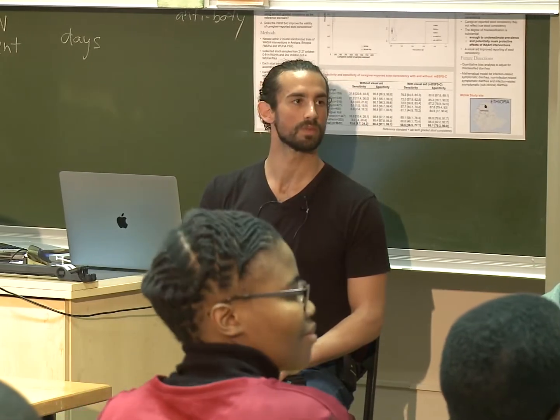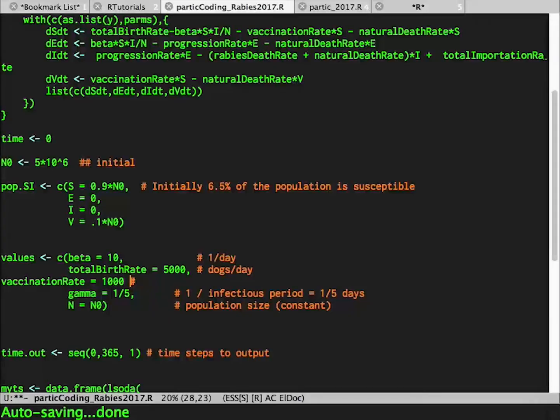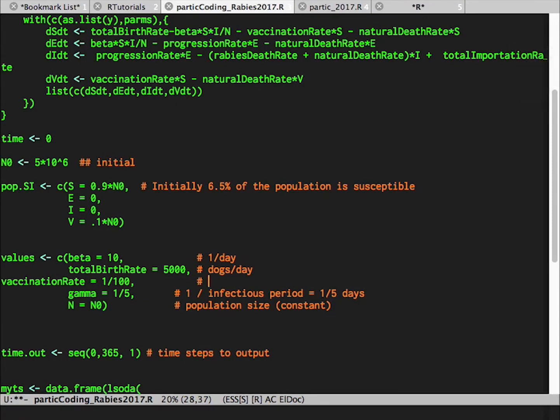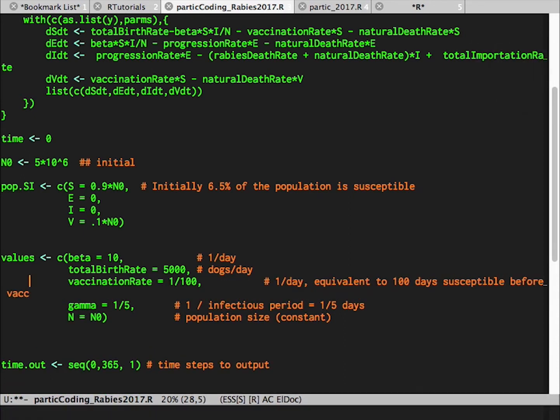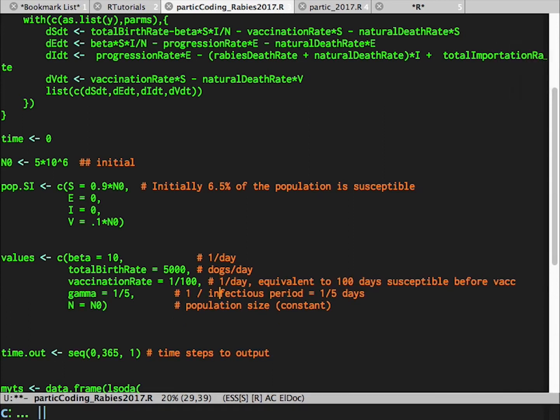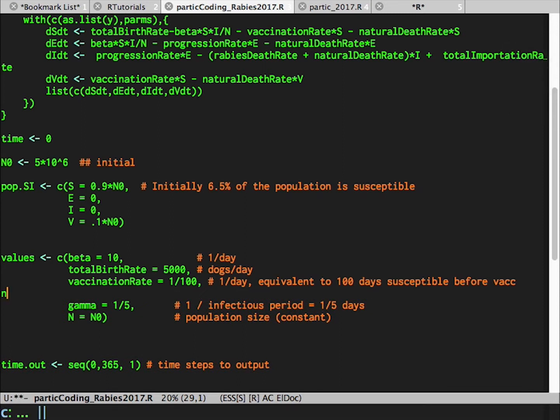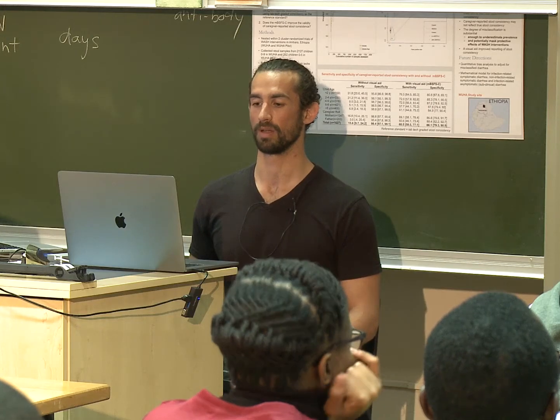100 days. 100 days, okay? So if we do 1 over 100 here, then that's going to be 1 over day, equivalent to 100 days susceptible before vaccination. Okay. Next parameter is the natural death rate. So the units of this is what?